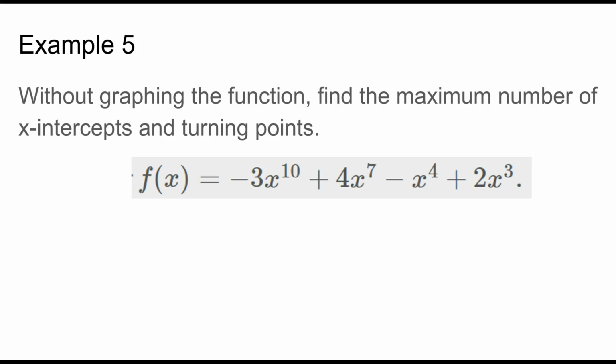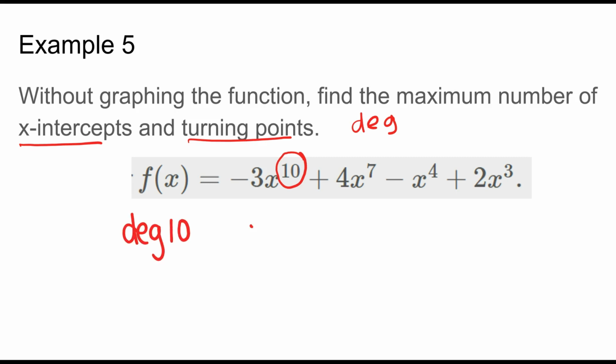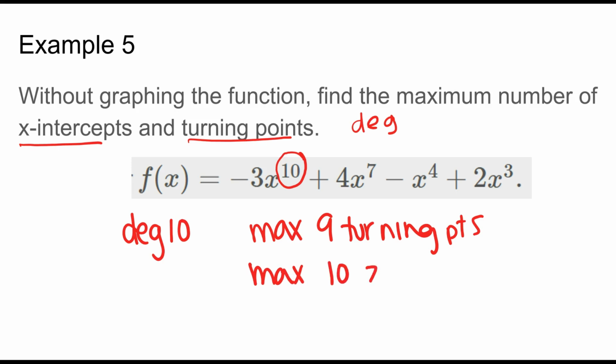Without graphing the function, find the maximum number of x-intercepts and turning points. All right, so both of those have to do with the degree. So the degree in this case is 10. So if the degree is 10, it has a maximum of 9 turning points and a maximum of 10 zeros.